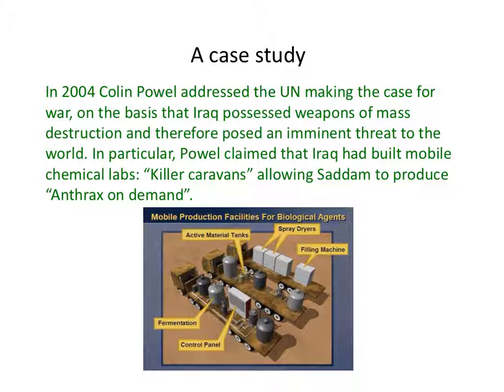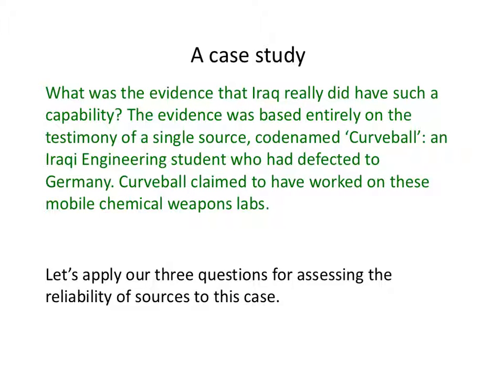This picture is from one of Colin Powell's PowerPoint slides from that address to the UN, showing what the inside of these lorries that could make chemical weapons looked like. So, what was the evidence that the United States had that Iraq did have weapons of mass destruction? They did have this capacity to create chemical weapons.